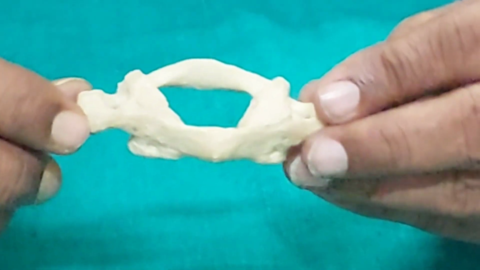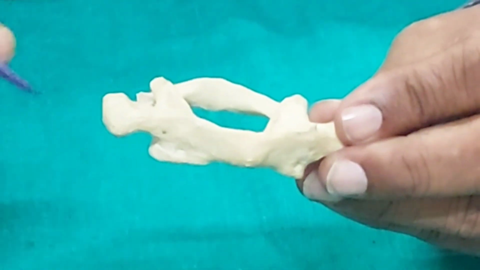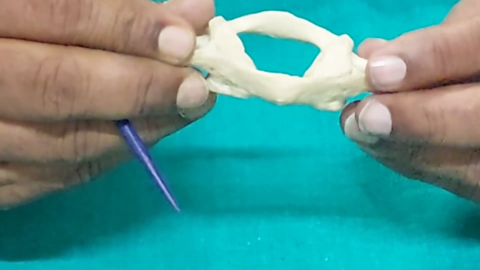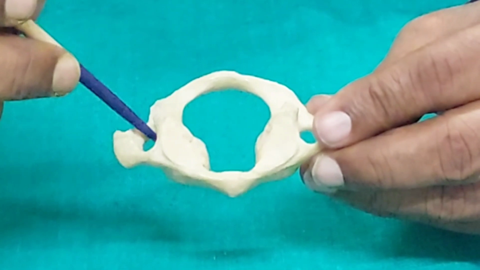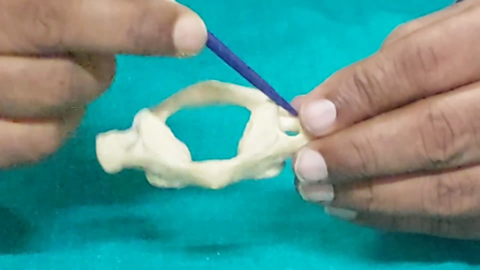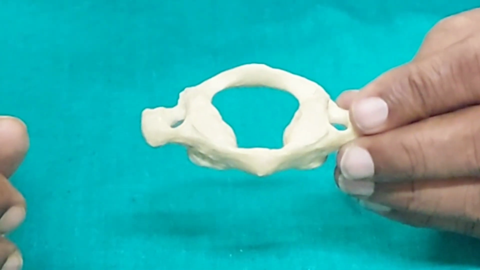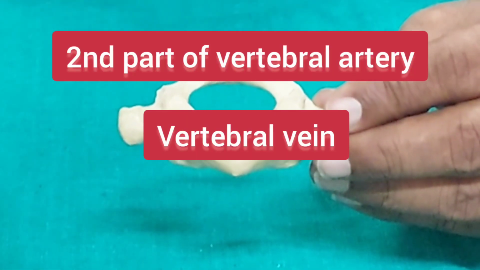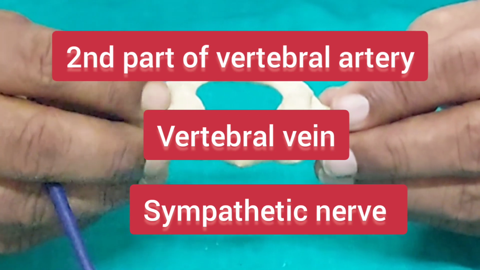The lateral end of the transverse process is called its apex. This one is the apex. But it presents the foramen transversarium like that of the other cervical vertebrae, and it transmits the second part of the vertebral artery along with the vertebral vein and the sympathetic nerves.